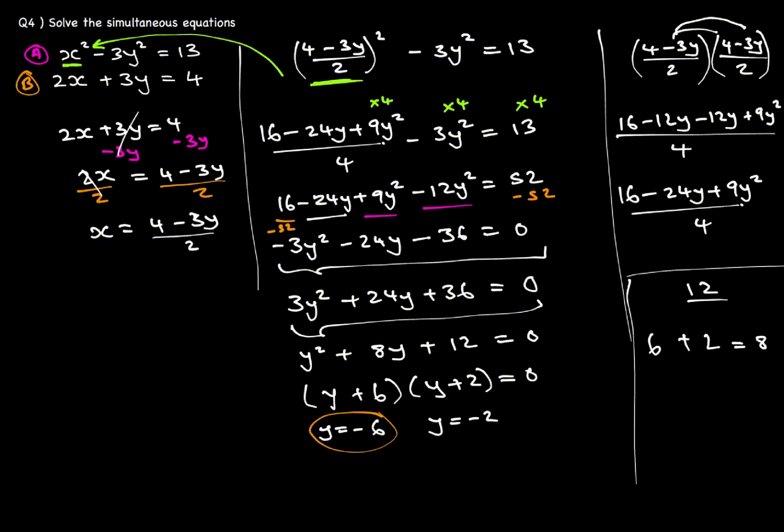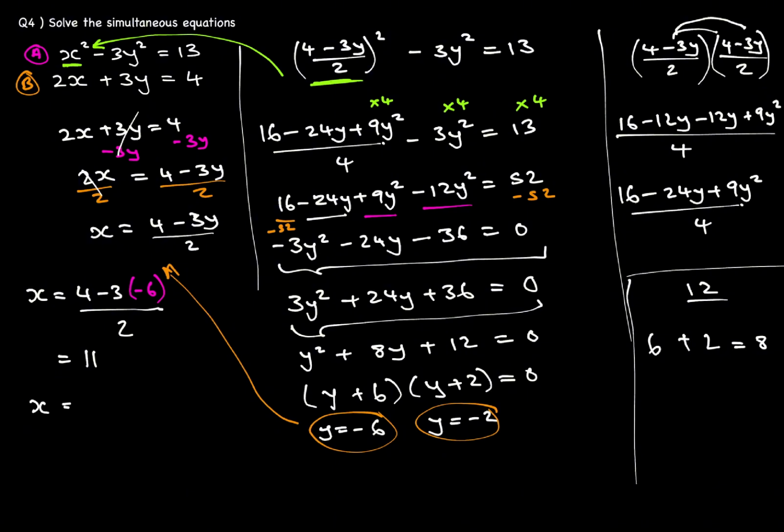Now I've got my y values. I'm just going to substitute them into this equation so I can solve for x. So for my first solution, x is equal to 4 minus 3 lots of negative 6 all over 2. So that's 4 plus 18 divided by 2, which is positive 11. And for my second solution, x is equal to 4 minus 3 lots of negative 2 over 2, which is 4 plus 6 divided by 2. X must be equal to 5.